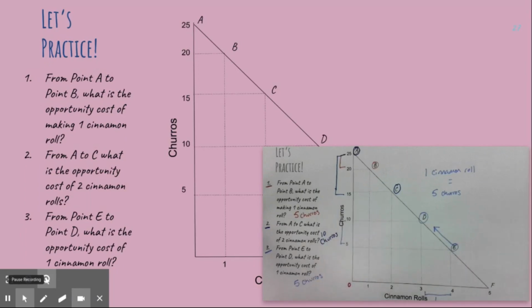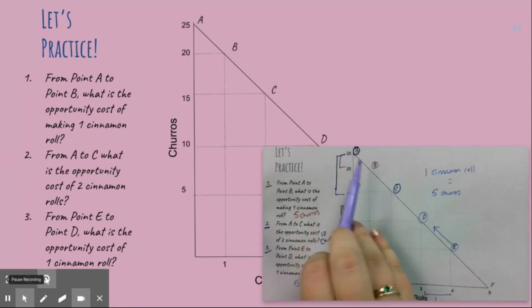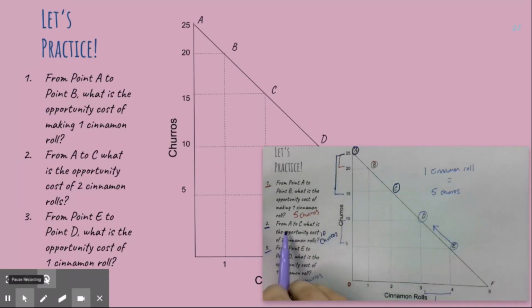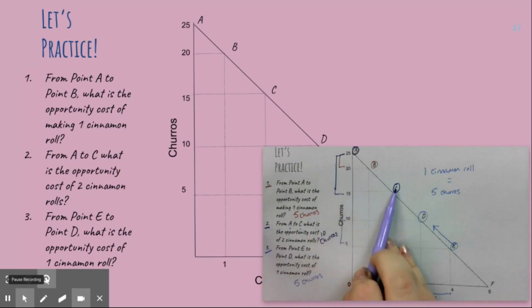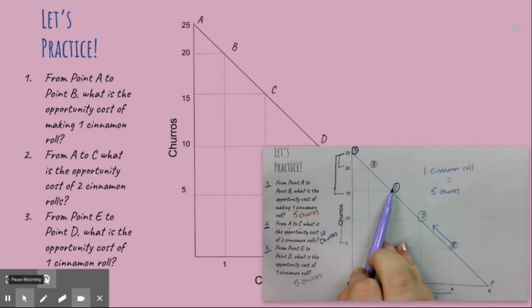5. Let's say we go from F to E. We go from making all cinnamon rolls to 4 cinnamon rolls. What do we gain? 5 churros. Always, always, always, if you're going from one point to the next, it's 5 churros. Well, then how did we get 10 over here? Look, we went from A to C. A to C, that was 2 points. Hop, that's 5 churros. Hop, that's 5 churros. Okay? All right, let's continue with this one.